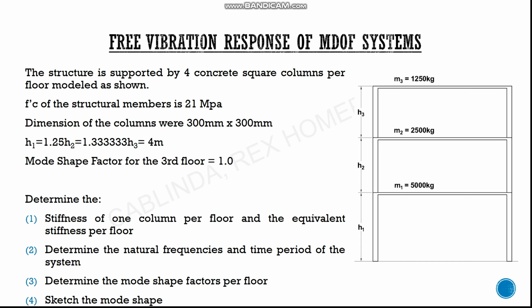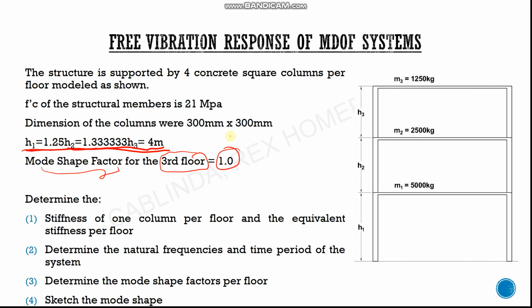H1 is equal to 1.25 H2, which is also equal to 1.333 H3, which is equal to 4 meters. Mode shape factor for the third floor is equal to 1. Take note of these things: there is a sign of equality, meaning H1 equals 1.25 H2, which equals 1.333 H3, equals 4. And for the mode shape factor, take note as well that for the third floor, the mode shape factor is 1.0.